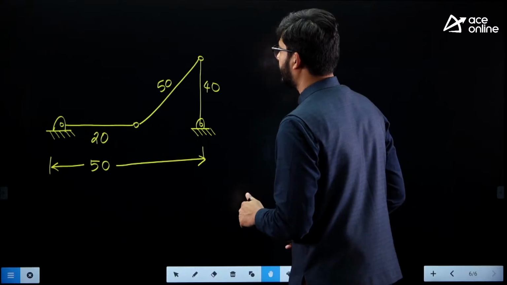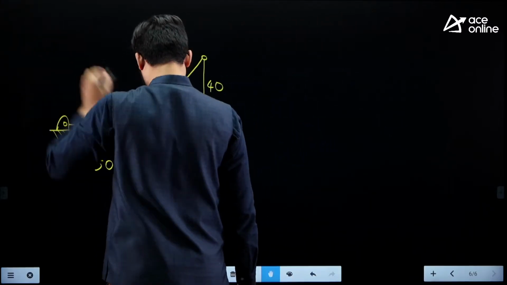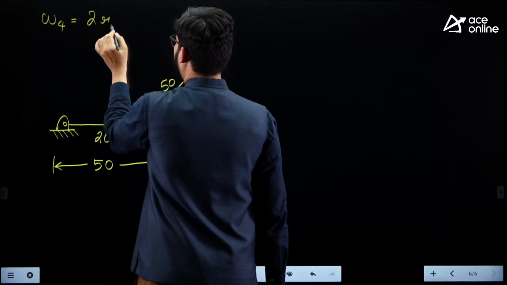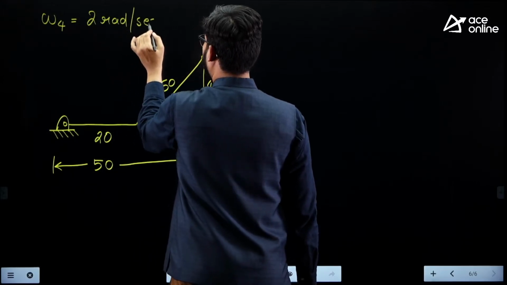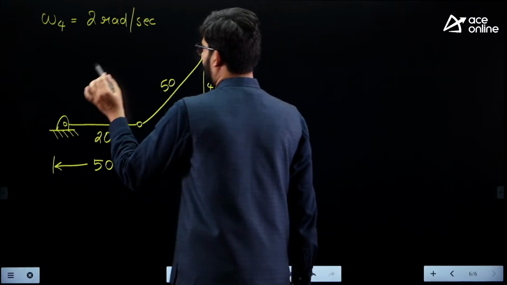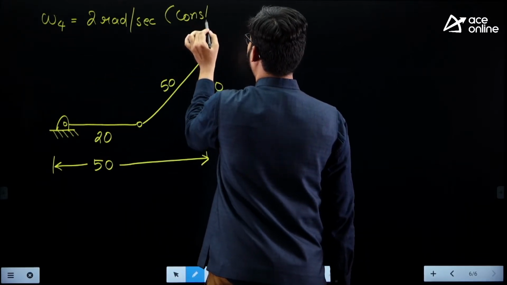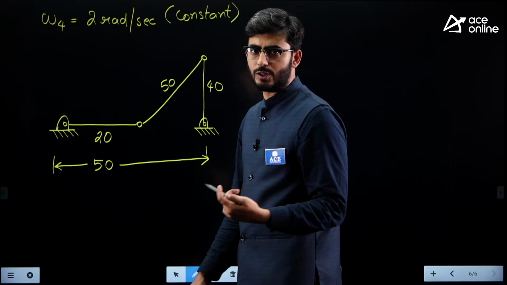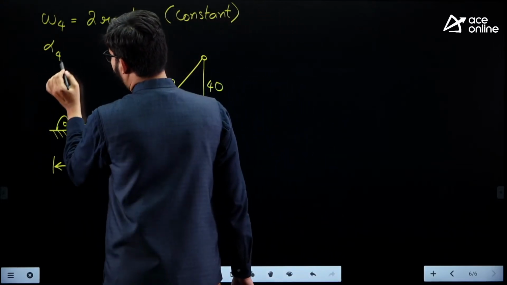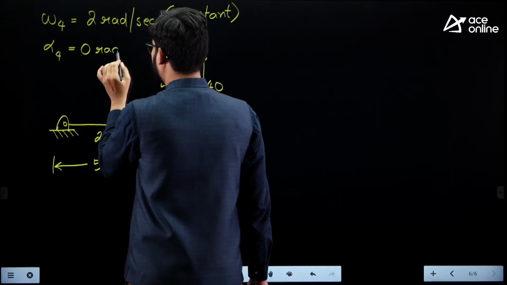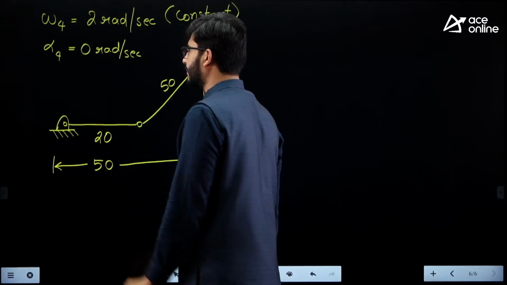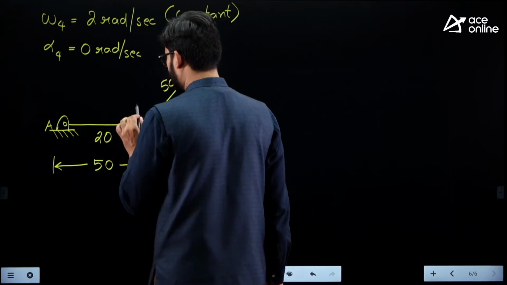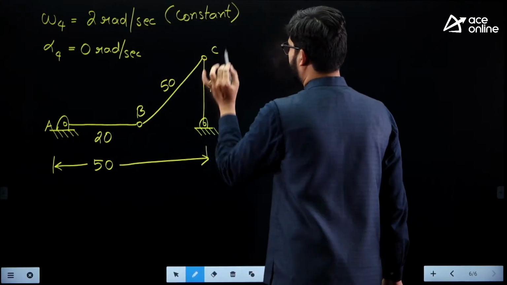Okay, so here let me just write omega 4 is equal to 2 radians per second. Okay, and here it is constant, guys, constant velocity, which means that alpha 4, or d omega 4 by dt, is equal to 0. So alpha of the output link is equal to 0, guys. Now this is the point A. Let me just write here. This is point B, this is point C, and this is point D.